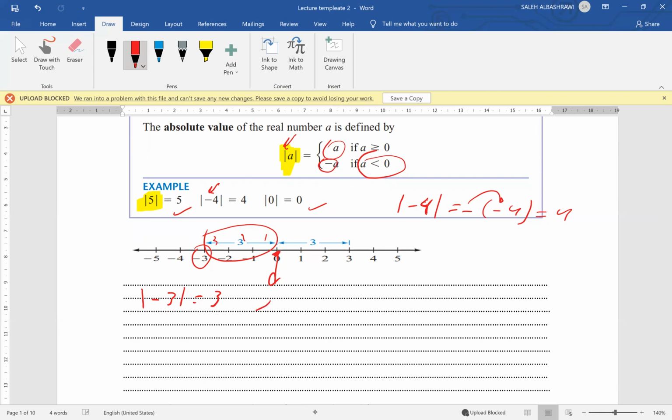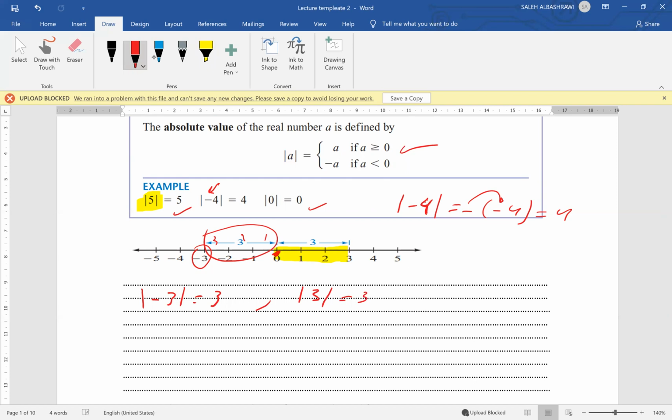Similarly, the absolute value of the number 3 is like measuring the distance between 0 and the number 3. So the distance between 0 and 3 is equal to 3. So this is the meaning of the absolute value. Again, the absolute value of a real number A is equal to A if A is greater than or equal to 0, and is equal to minus A if A is negative, which means we are multiplying the number by negative.